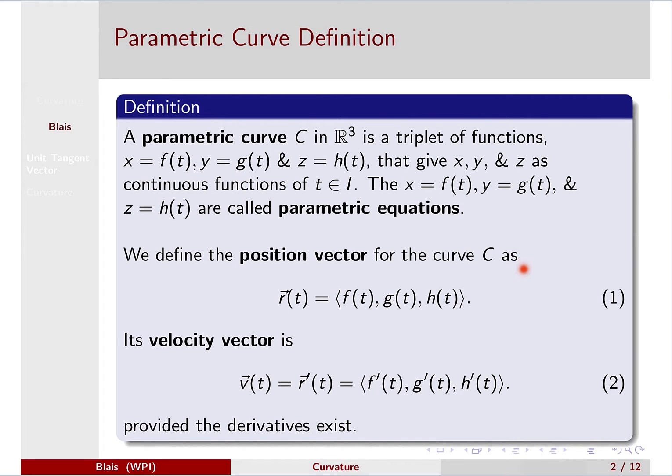for this curve C. And we think of it as this vector, when rooted at the origin, is pointing at time t to a particle that is tracing out the curve in space. To get its velocity vector, we take its derivative, where the derivatives are done component-wise, as long as they exist.